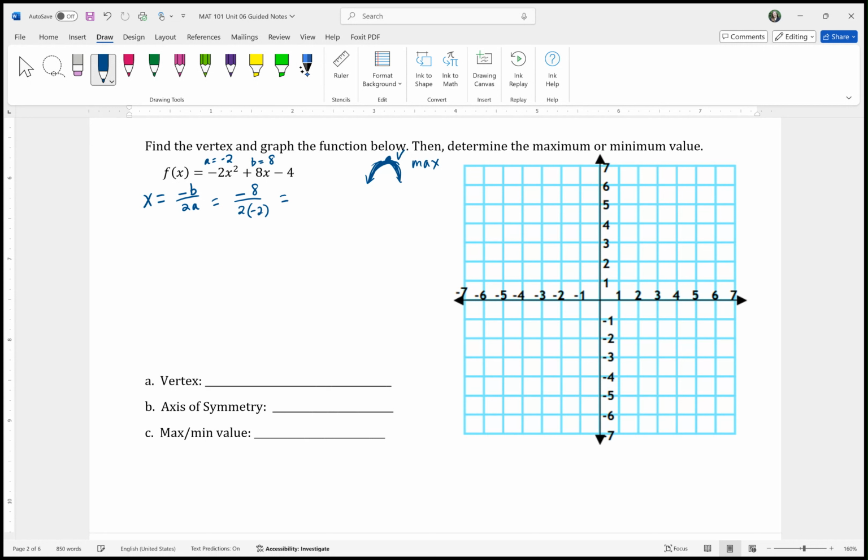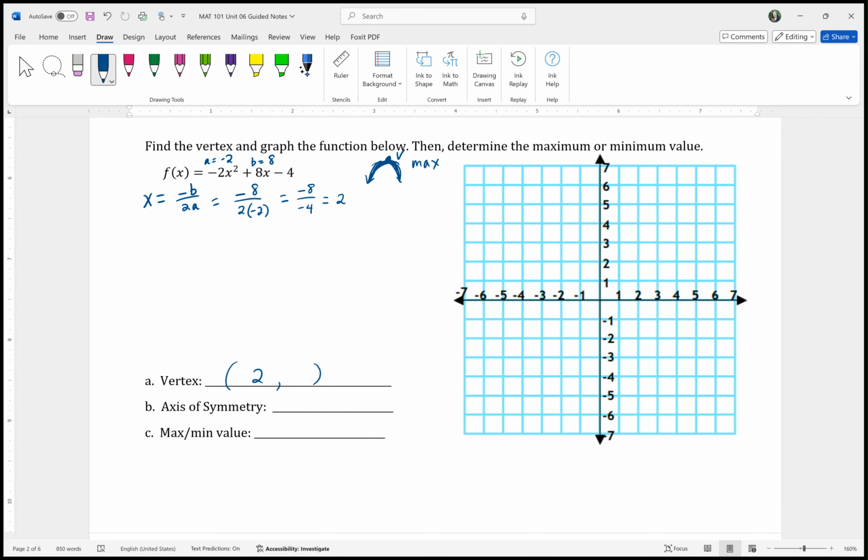Be very careful with the signs here. This is where I commonly see people mess up, and you mess up this, and now it's going to kind of trickle down effect, okay? So this is -8 divided by -4. Simplify that. 2 negatives make a +2. Okay, so that's giving us the x value of the vertex.